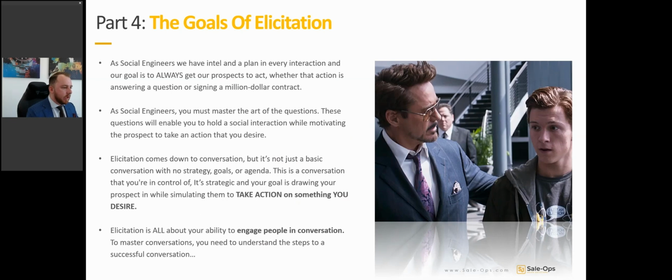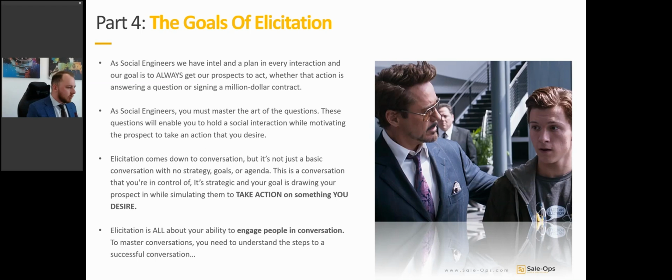As a social engineer, we have intel and a plan in every single interaction that we participate in. And our goal is to always get our prospects to act. Whether that action is simply answering a question or signing a multi-million-dollar contract, our goal, our reason to be in that interaction is to get a result at the end of it.